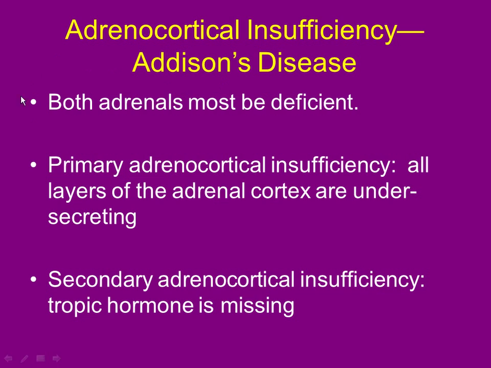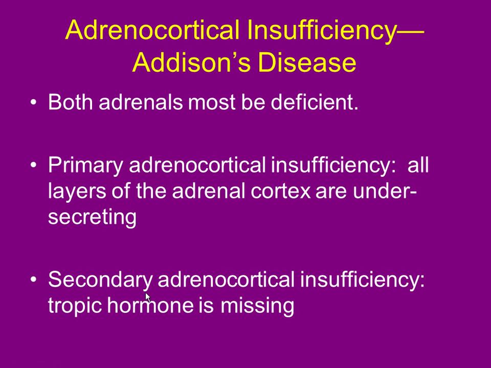Right. And then with primary adrenal cortical insufficiency, what's it saying when it says primary? What do we mean by that? It's the adrenal gland specifically. So all layers of the adrenal cortex are undersecreting. Okay, and then secondary means a tropic. What's a tropic hormone? It's a hormone that stimulates the release of a second hormone. So what hormone could be broken here?